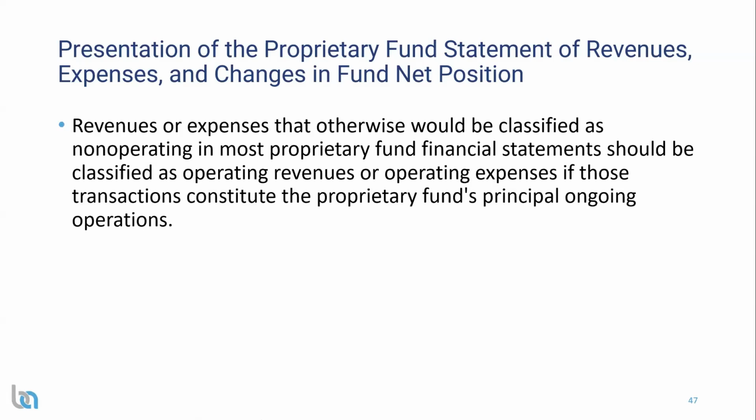Revenues and expenses that otherwise would be classified as non-operating in most proprietary funds should be classified as operating revenues if those transactions constitute the proprietary fund's principal ongoing operation. For example, if you have a proprietary fund that accounts for housing loans, the interest income on these loans would not be considered non-operating revenue. It will actually be considered operating revenue because it is directly related to your operation. It's not investment income at this point. So just keep in mind that operating is really as it relates to you.